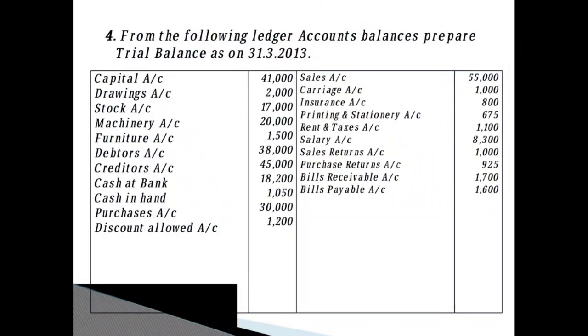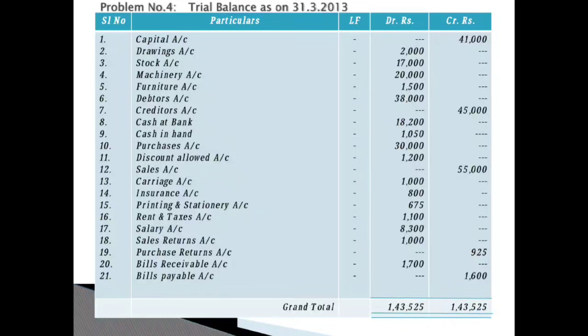Okay. The next you have drawings account 2,000, as it is a proprietor's personal expense, which shows debit balance because it is an expense, right? So which you have to record in a debit column. Secondly, drawings account, in debit column you should write rupees 2,000.